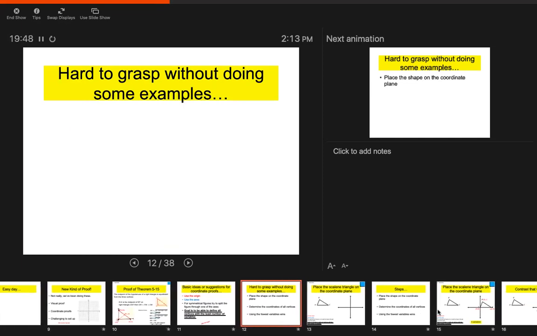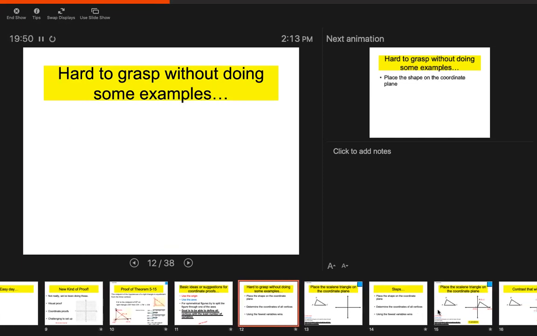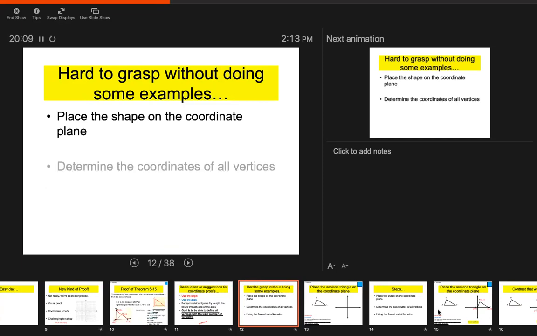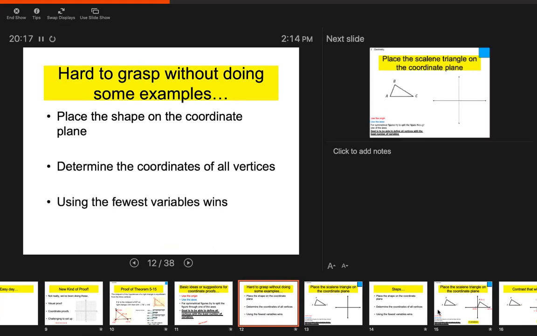The concept itself is a little bit hard to grasp without actually doing some. So I'm going to give you a shape, and tomorrow you're going to put it on the coordinate plane and name the coordinates of the vertices. Tonight for homework, every single one has already been put on the coordinate plane for you. Tomorrow, that won't be the case. That's why I made this class where I'm forcing you to do this. You're going to determine the coordinates of all the vertices, and the fewest variables is the best answer. The fewer the variables, the more likelihood you will be able to do the proof.